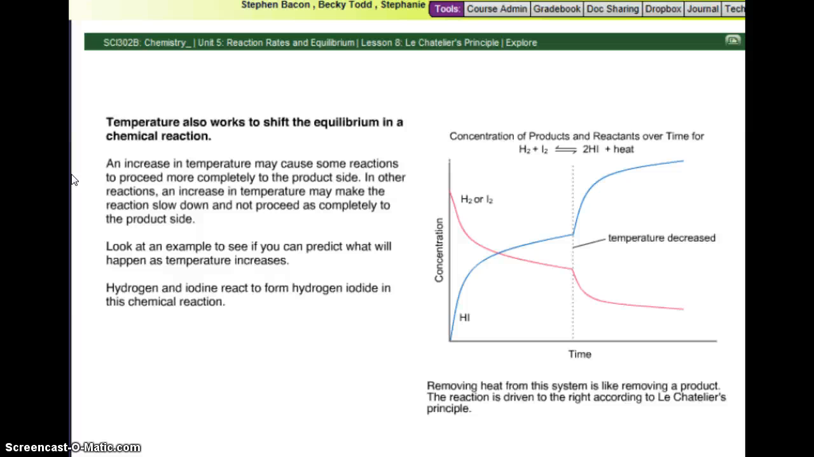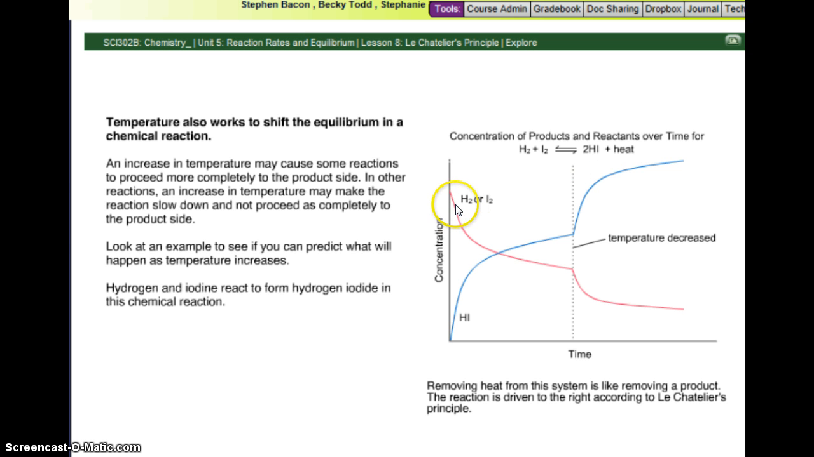Hydrogen and iodine react to form hydrogen iodide in this chemical reaction. So, concentration of products and reactants over time for H2 plus I2 yields 2HI plus heat. We have our concentration and our time. Removing heat from the system is like removing a product. Okay, because look, we produce heat. So if we take away heat, it's like removing the product. The reaction is driven to the right according to Le Chatelier's principle.